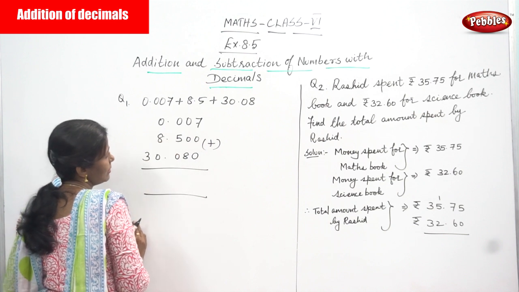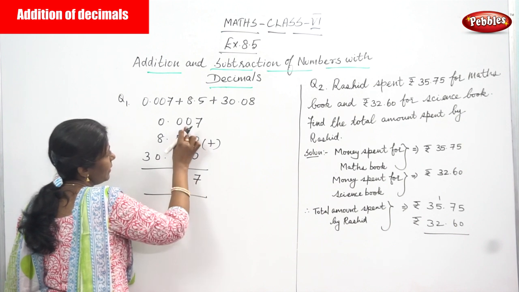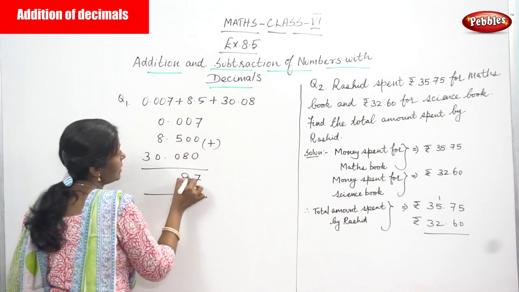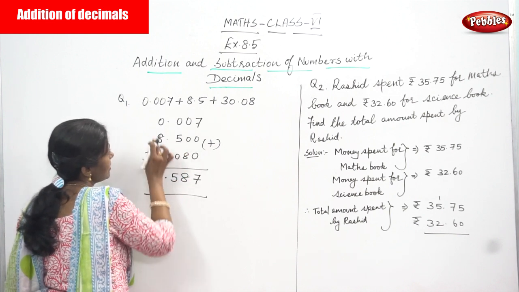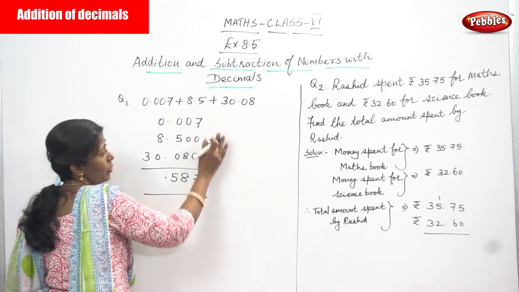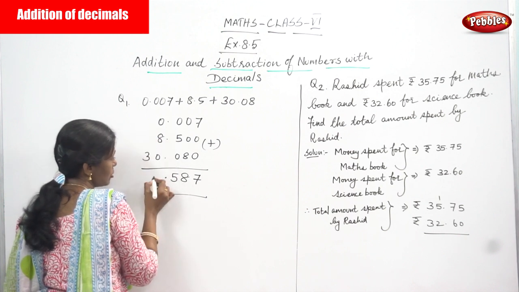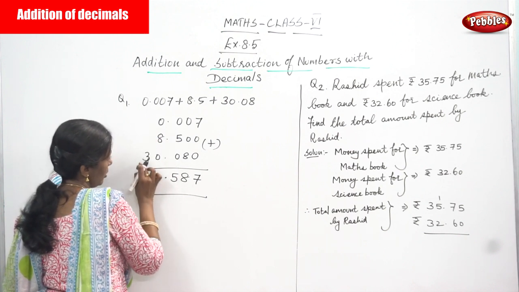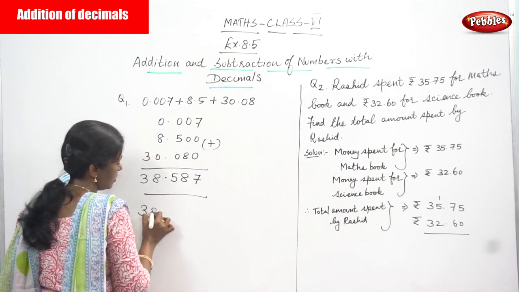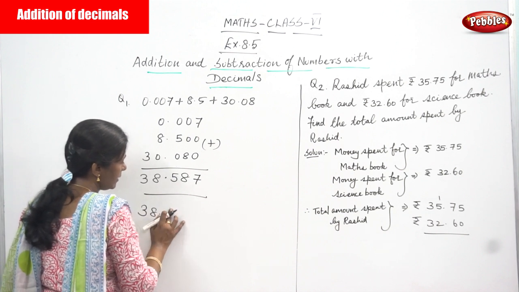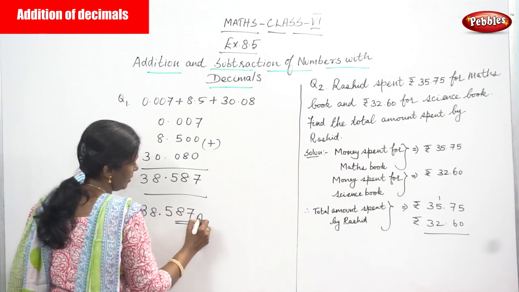Now we are going to add all the numbers. 7 plus 0, 7, and 7 plus 0 again 7. And 0 plus 0, 0, 0 plus 8, 8, and 0 plus 5, 5, and 5 plus 0 again 5. Then you have to put the point, and all the decimal values are over. Now we are going to add the whole numbers. 0 plus 8, 8, 8 plus 0, 8. Now we add the 3. There is no number, just bring down the 3 as it is. The answer is 38.587. This is the right answer for the question.